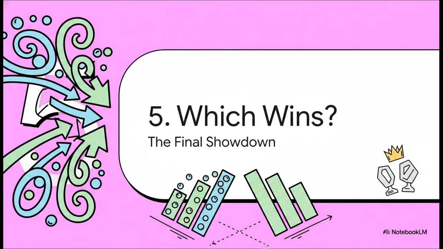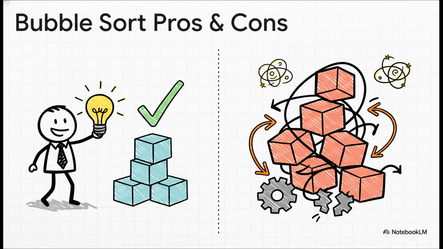Which brings us to section 5, which algorithm wins? The final showdown. Starting in Bubble Sort's corner, it is a fantastic teaching tool. It's super easy for beginners to trace, and it's absolutely great for nearly sorted data thanks to that early stopping optimization trick we just talked about. But its excessive swapping is a fatal weakness for truly messy data, which leads to incredibly poor efficiency on anything larger than a tiny data set.